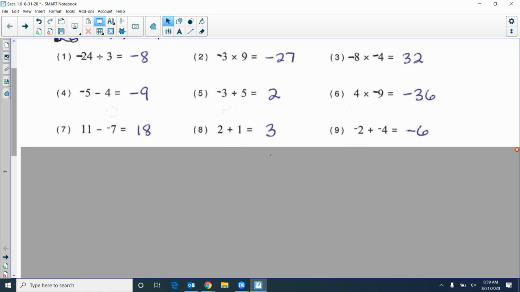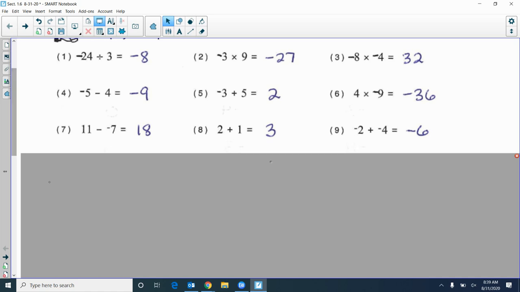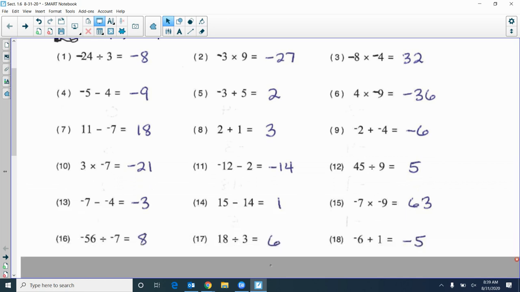1 is -8, 2 is -27, 3 is +32, 4 is -9, 5 is +2, 6 is -36, 7 is 18. Now I didn't put any work down in this case. This is just my answer. You should have rewritten it as +7. 8 is 3, 9 is -6. Don't fix anything either, because it helps Mr. Schler and I to see what mistakes you made, as opposed to just fixing it right away.